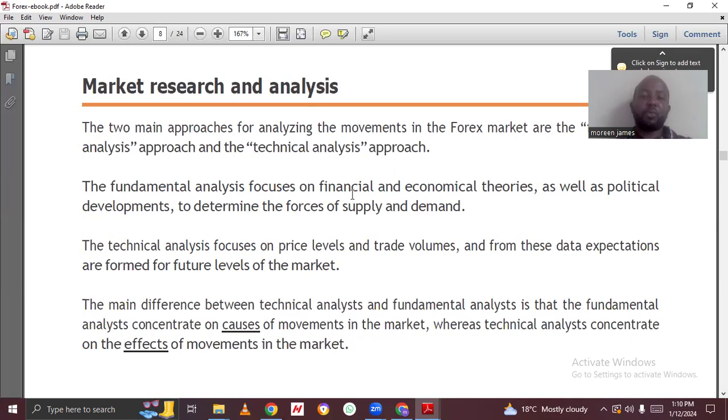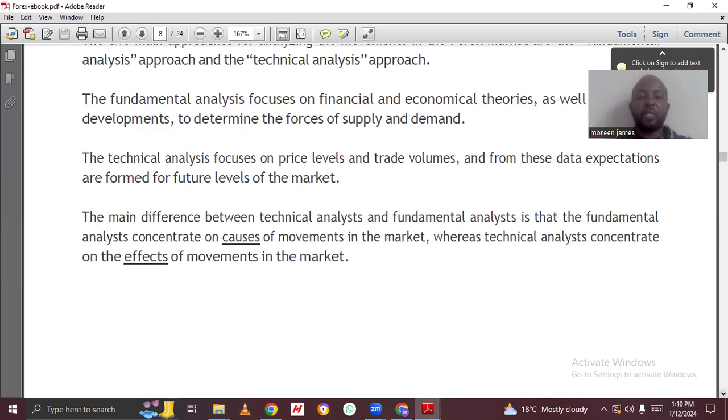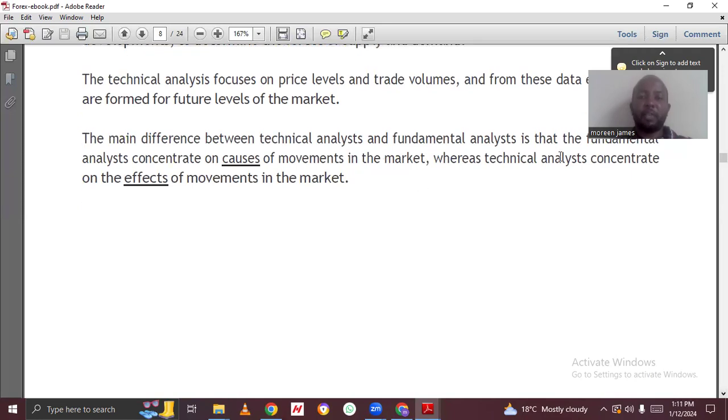These are the forces of demand and supply. Because for a currency to be bought or sold, there have to be forces of demand and supply. That's what we'll be understanding while trading. The main difference between technical analysis and fundamental analysis is that fundamental analysis concentrates on the causes of movements in the market, what is causing the price to go up or down. Whereas, this is very important, note this, even if you don't remember anything, remember this today: technical analysis concentrates on the effects. So this one is the cause of the movement, and this one is the effect of the movement in the market.